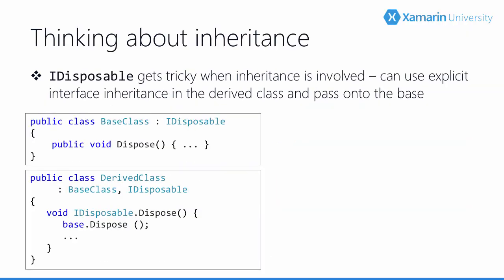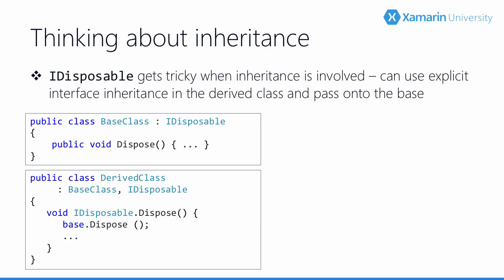Now, the other thing where iDisposable gets a little bit interesting is where we involve inheritance. In this particular case, notice that I have a base class which implements iDisposable, and therefore I've defined my public void Dispose method. And I now have a derived class that derives from base class, and it also wants to be disposable. Now the issue with this is my base class already declared the iDisposable interface, and it's public, but it's not virtual, so I can't override it. But we can do a little bit of a trick, which is we can re-implement iDisposable on the derived type. This is called explicit interface inheritance.